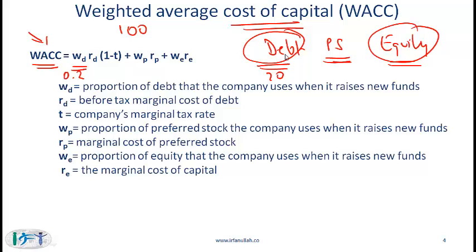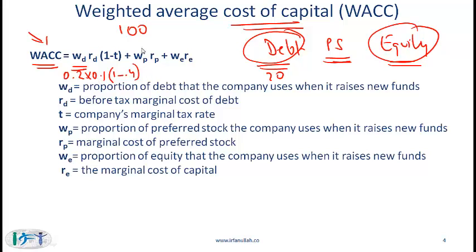Let's say that the company is paying an interest rate of 10% on this debt, then the cost of debt would be 10% or 0.1. The interest paid on debt is tax deductible, so we multiply by 1 minus t, and I'll discuss this in more detail later. Say the tax rate is 40%, so we multiply by 1 minus 0.4.